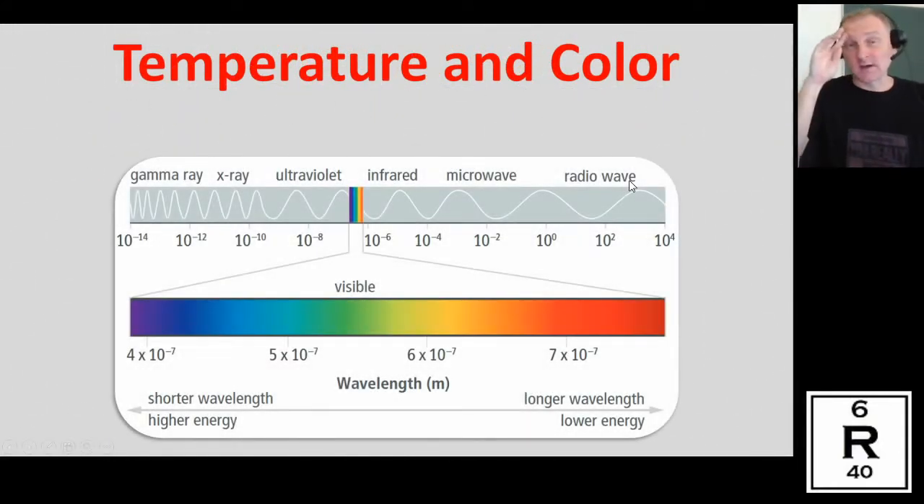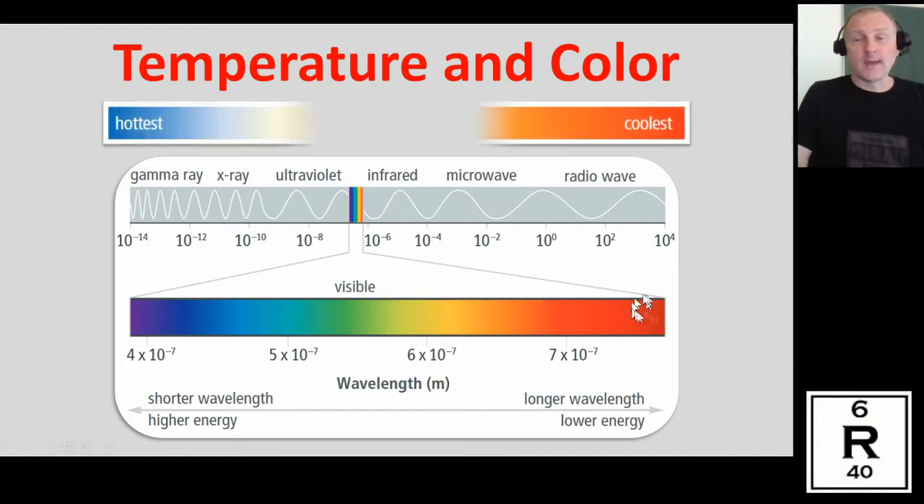Reviewing what we talked about in the last lesson, we talked about temperature and color. Red is a long wavelength and low energy. And blue is a shorter wavelength and higher energy. When we look at stars, the color relates to its temperature. The coolest stars are red, and then as they get warmer, they turn orange, then yellow, then white, and then blue. The hottest stars are blue, the coolest stars are red.